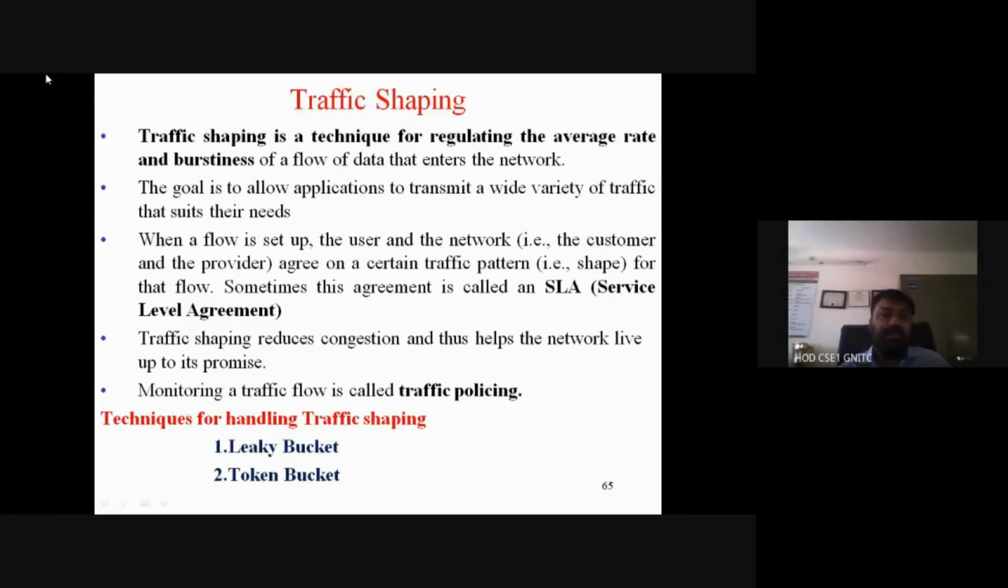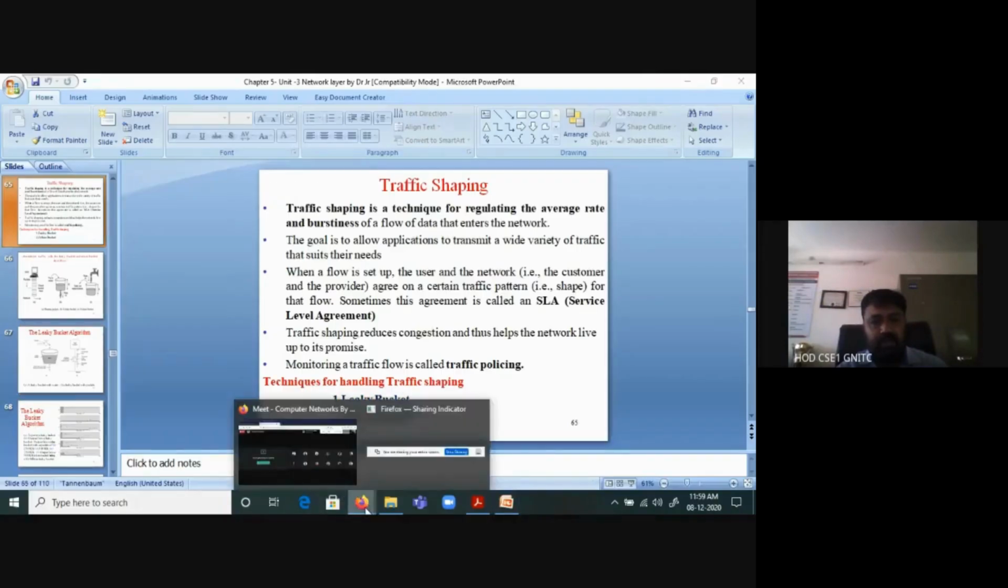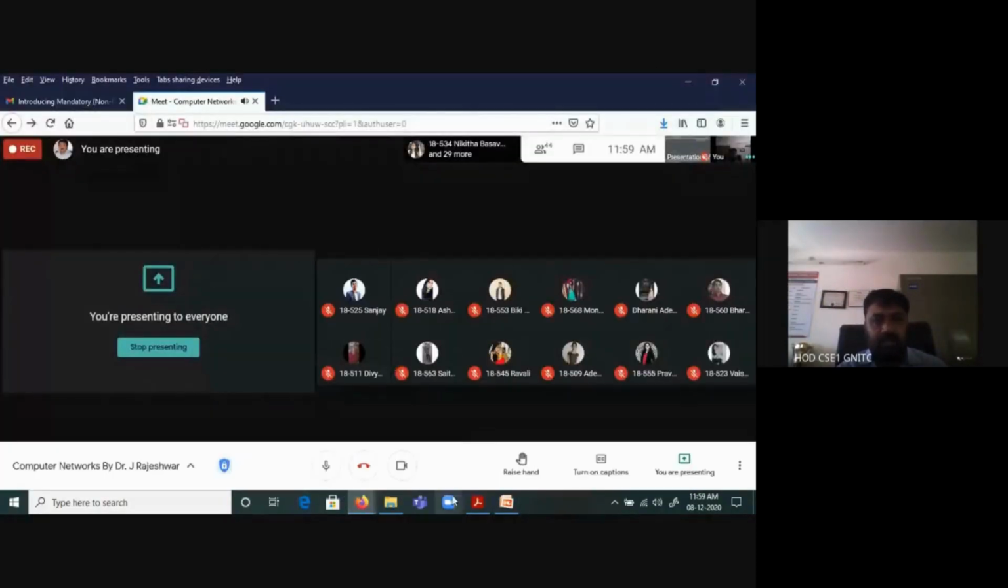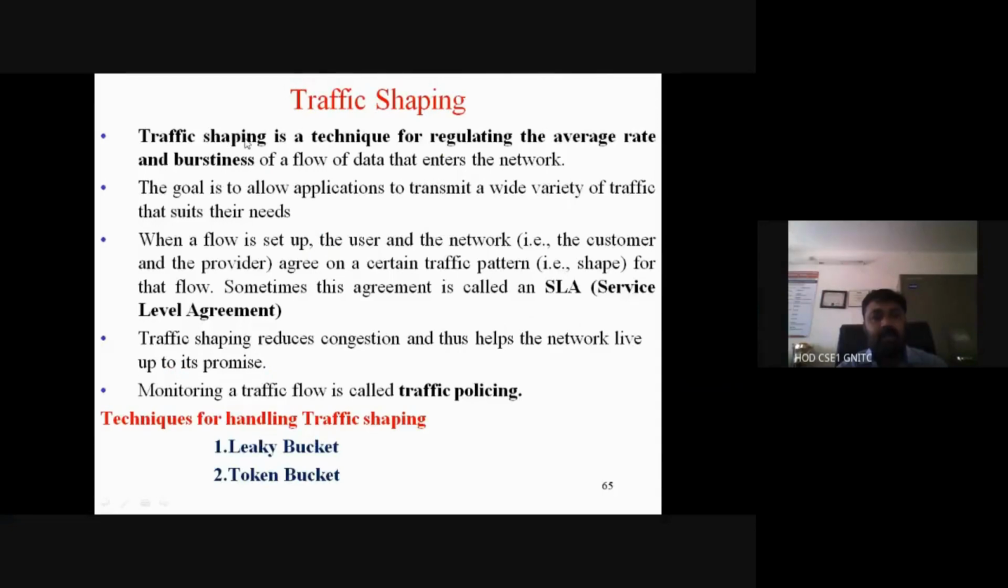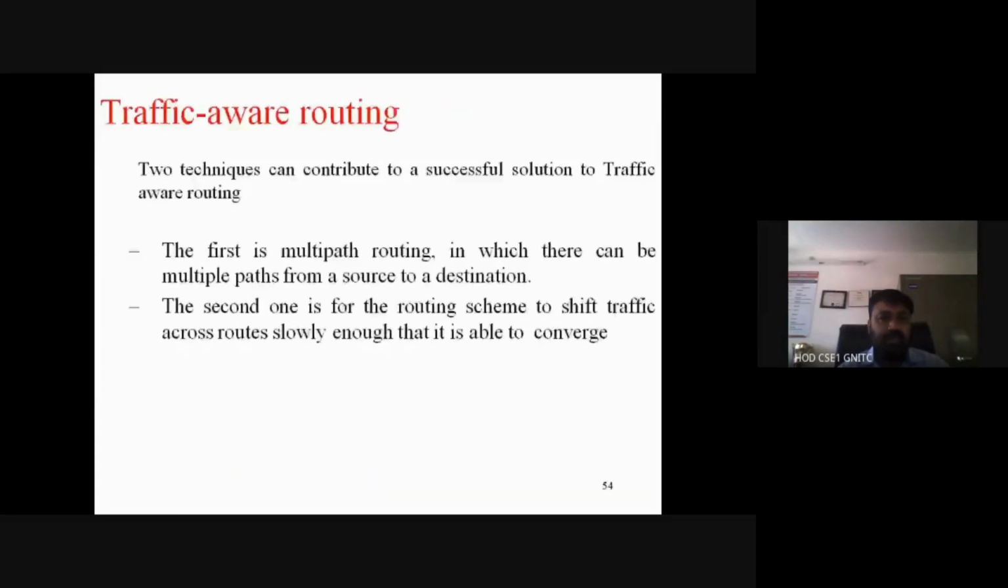We have also seen what traffic shaping is. We are coming across three different terminologies here. You keep them in mind: traffic shaping, traffic throttling. You see here, when we have studied.